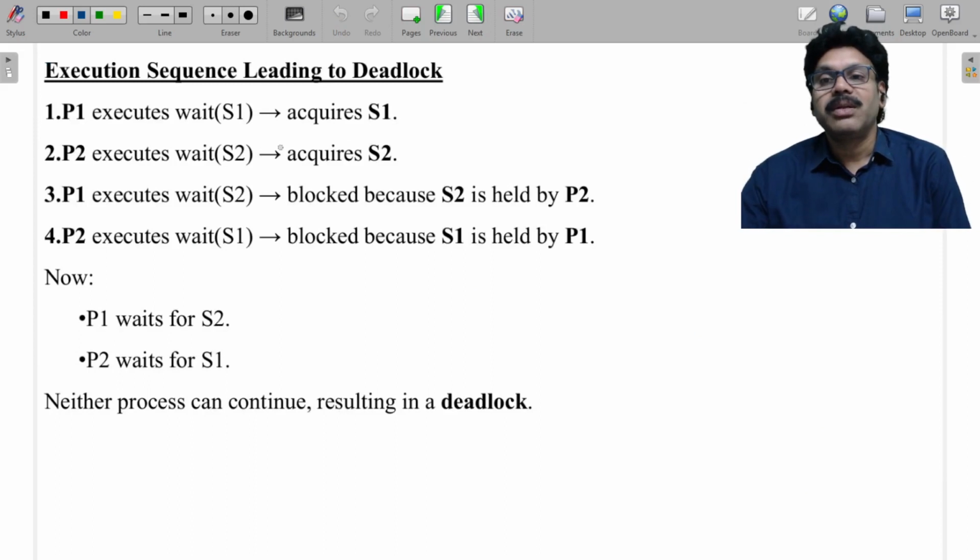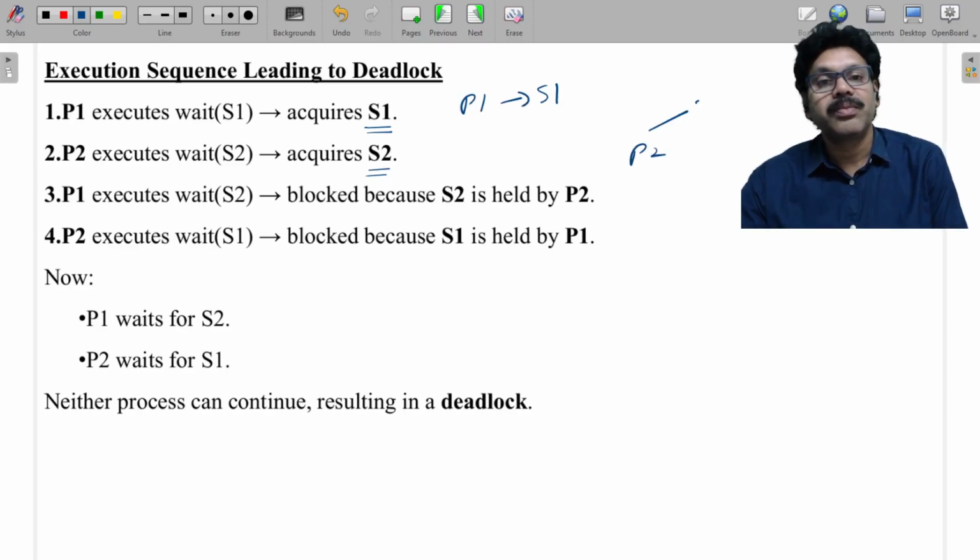The same as I explained. P1 executes wait S1 and acquires S1. P2 is asking to acquire S2. So P1 got control of S1 and P2 got control of S2. Now, P1 executes wait S2. It is not possible because it is already with whom? It is with P2.